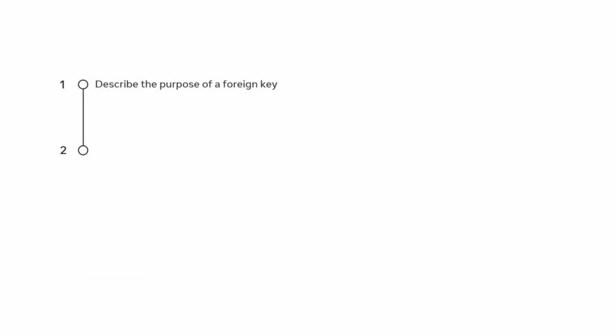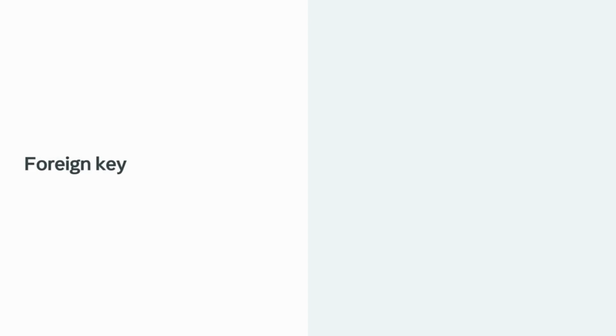Over the next few minutes, you'll learn how to describe the purpose of a foreign key and demonstrate how to use it to connect different tables in a relational database. So what exactly is a foreign key? A foreign key is one or more columns used to connect 2 tables in order to create cross-referencing between them.